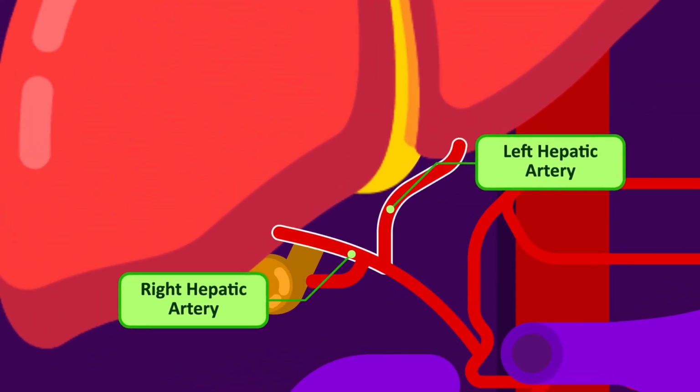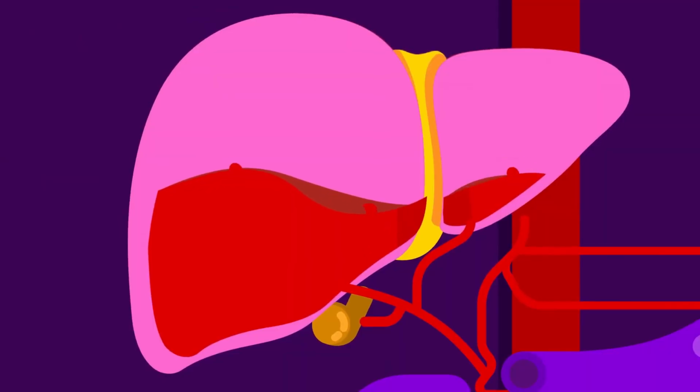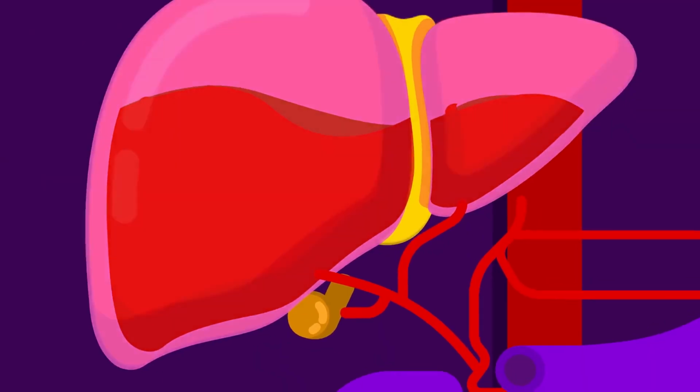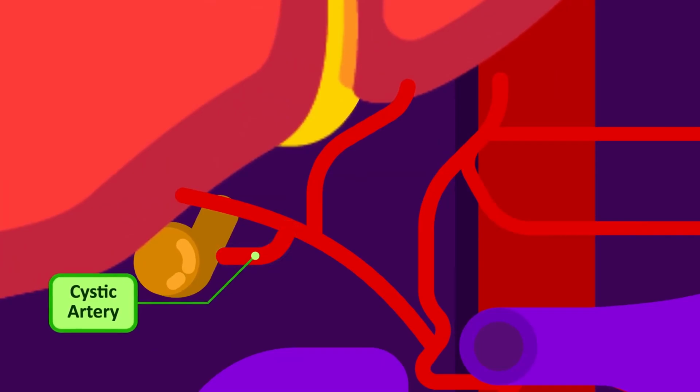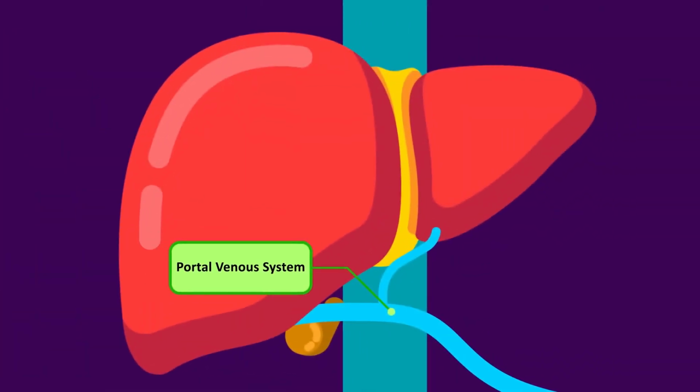The proper hepatic artery branches into the right and left hepatic arteries that supply the liver's right and left lobes respectively. The right hepatic artery gives off an important branch called the cystic artery to supply the gallbladder and the cystic duct. Hepatic portal vein.